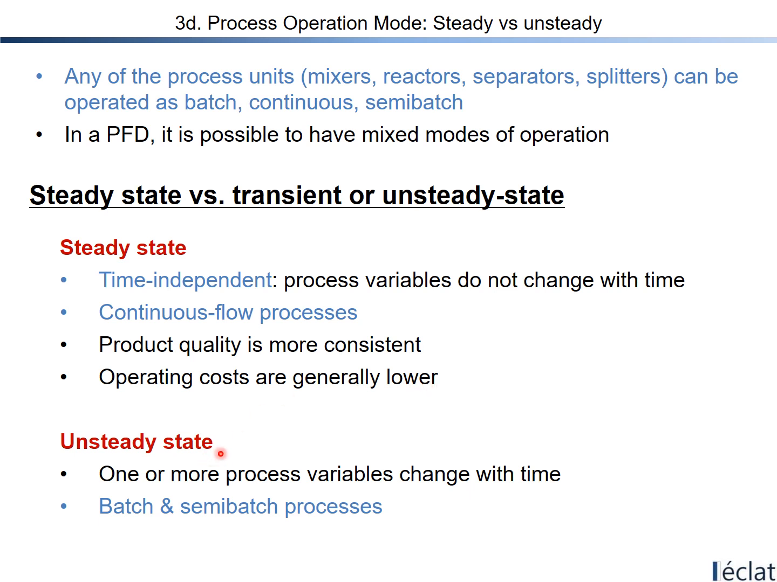However, unsteady state conditions were met on the batch reactors, right? One or more process variables changed with time, right? Concentration of A and B is going down over a long time. At the same time, concentration of C as a product is going up. Batch and semi-batch processes belong to this unsteady state, the reactors or separators or mixers. That's it for subchapter 3 of chapter 2.